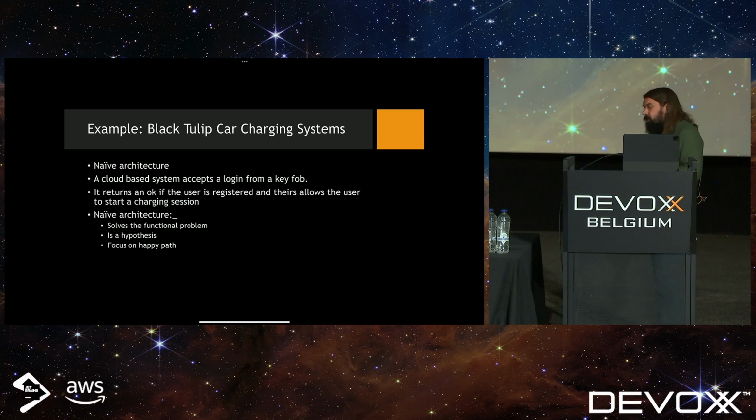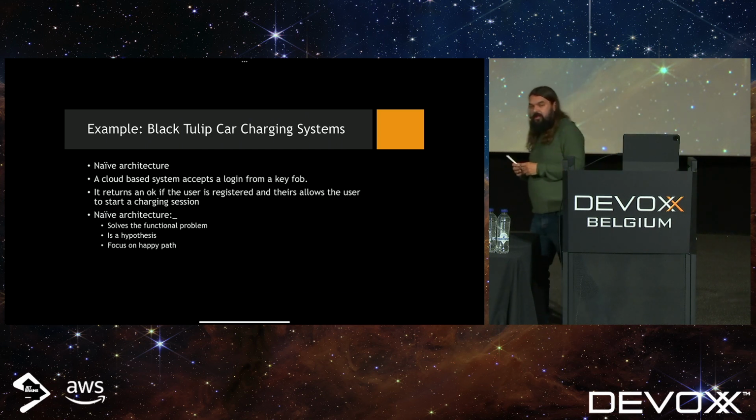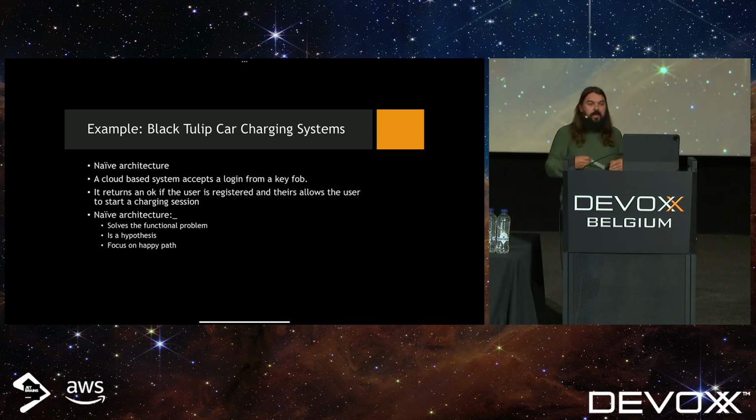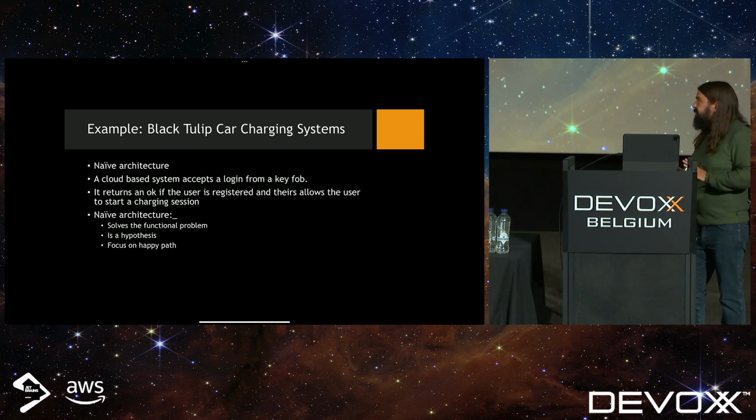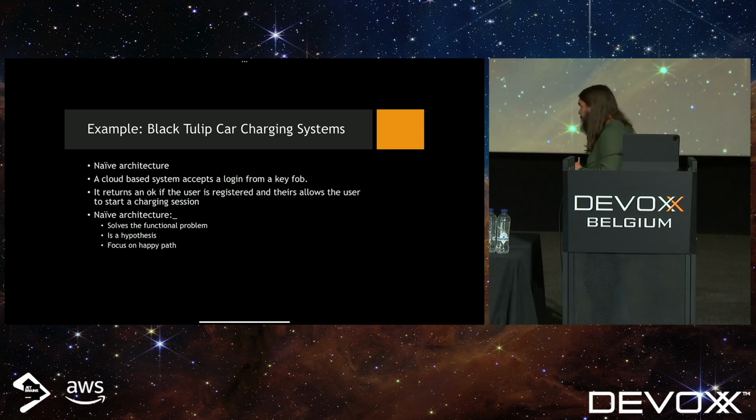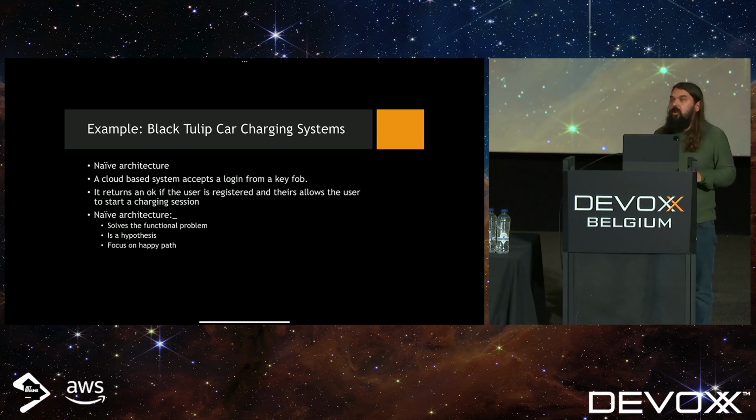So here's an example to give you an idea of how this actually works in the real world. So we have a system. This is a slightly fictitious system. It's an amalgamation of a bunch of different projects. But it's a cloud-based system that takes care of a network, a global network of fast chargers for electric cars.